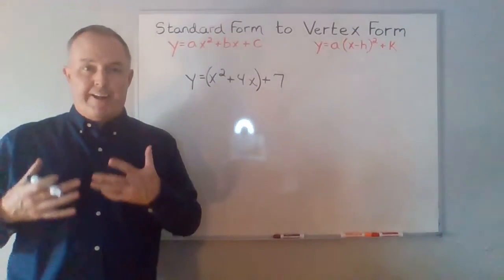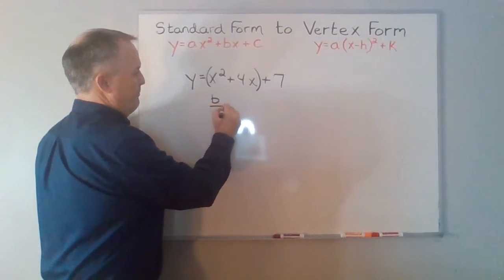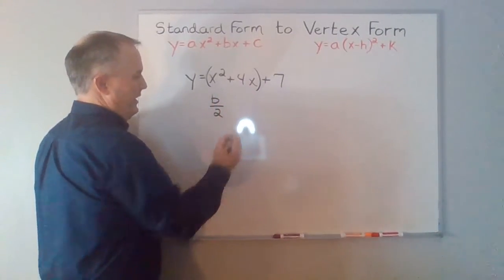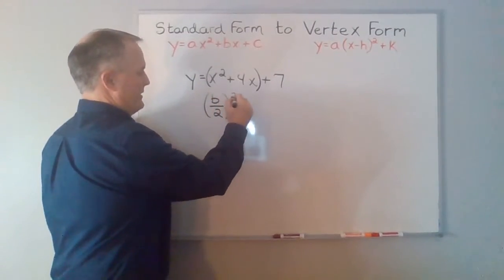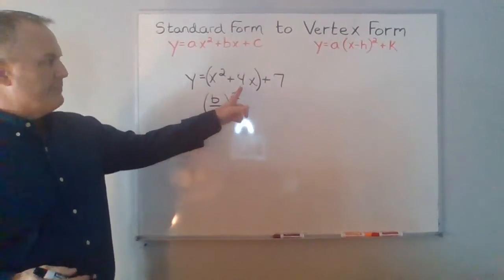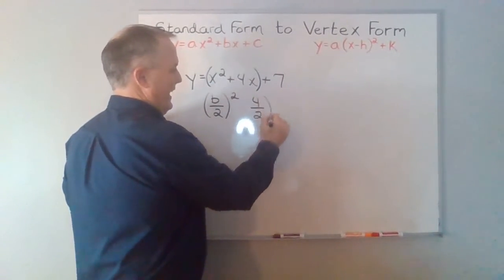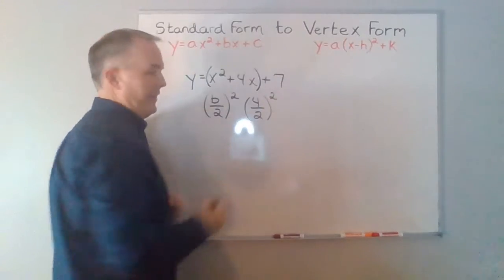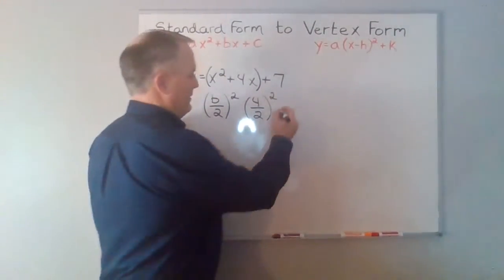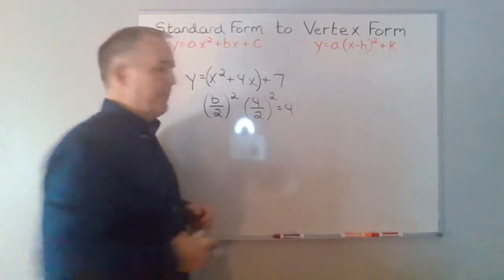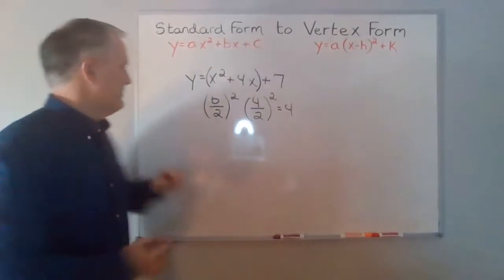I need to find a brand new C value. So to find C, we're going to use B, the value for B. We're going to cut it in half, and then we're going to square it. All right, so in this case, my B value is 4. I take half of 4 and square that. Half of 4 is 2. 2 squared is 4. I have my brand new C. I'm going to add C on the inside of the parentheses.